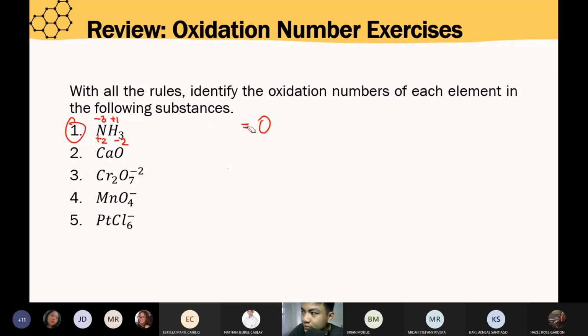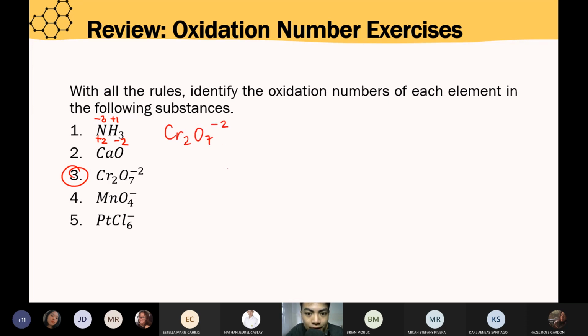Okay? So, for example, in calcium oxide, this is 0 in charge. Ibig sabihin, kung positive 2 si calcium, negative 2 si oxygen. Okay? So, no-brainer na siya. How about this one, number 3? Okay, so number 3, siguro makikita nyo, ang daming nangyari. Okay, so, madali lang yan.